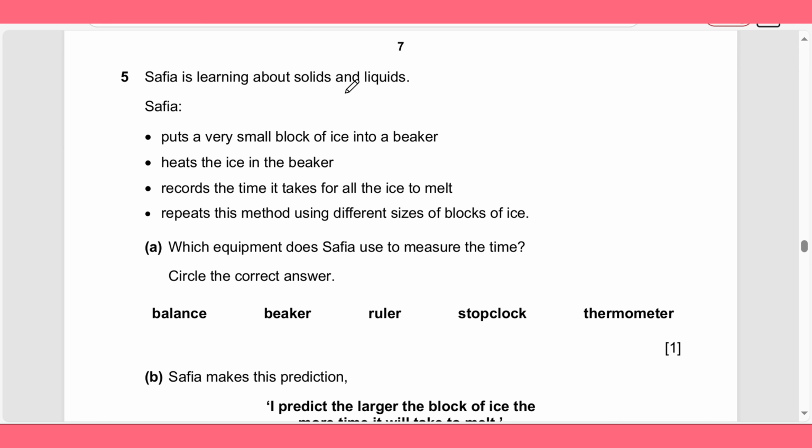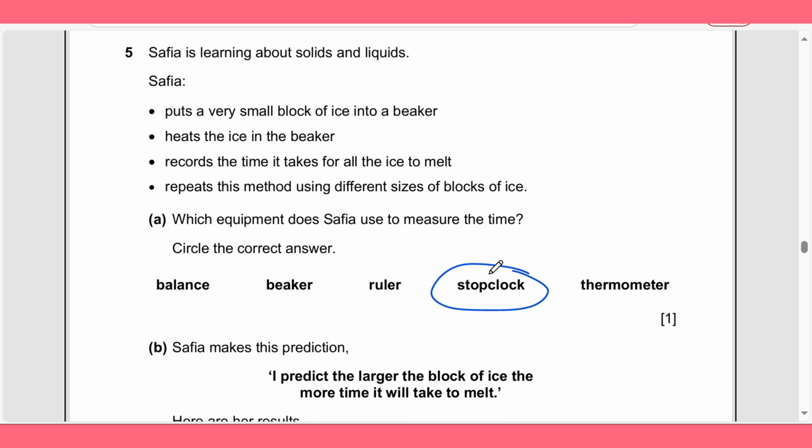Xavier is learning about solids and liquids. Xavier puts a very small block of ice into a beaker, heats the ice in the beaker, records the time it takes for all the ice to melt, and repeats this method using different sizes of blocks of ice. Question A. Which equipment does Xavier use to measure the time? Circle the correct answer. Balance, beaker, ruler, stop clock, thermometer. You got your answer, guys. Let's check it out. So guys, it's a stop clock, of course, to measure the time.